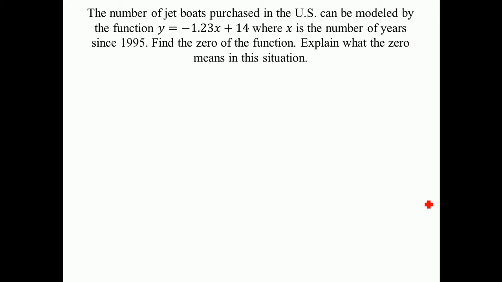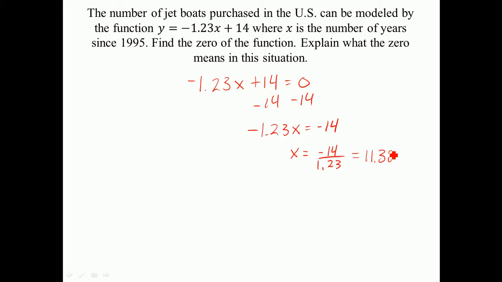So if we move on, say I give you this problem: the number of jet boats purchased in the U.S. can be modeled by this function right here, where x is the number of years since 95. Find the 0 of that function. All I'm doing is setting negative 1.23x plus 14 equal to 0. Since that's the case, I am just solving for x. In solving for x, I should end up with x equals 11.38. So remember that x is the number of years since 95, so 11.38 years since 95.